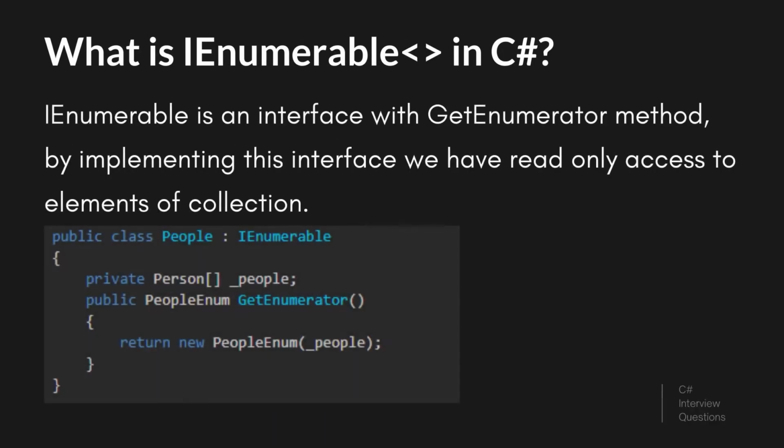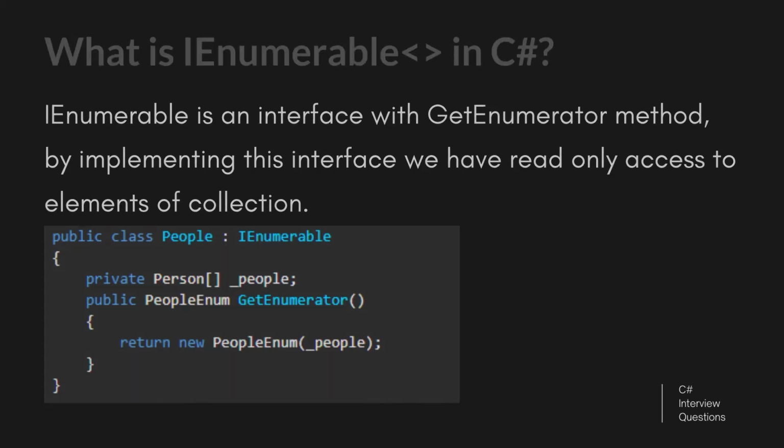What is IEnumerable in C#? IEnumerable is an interface with the GetEnumerator method. By implementing this interface, we have read-only access to elements of the collection.